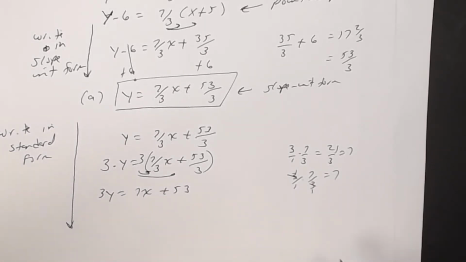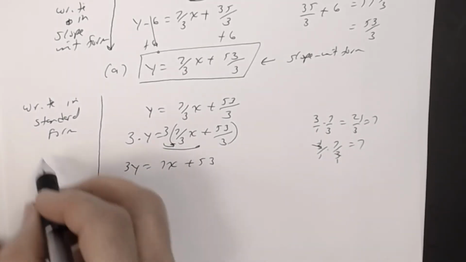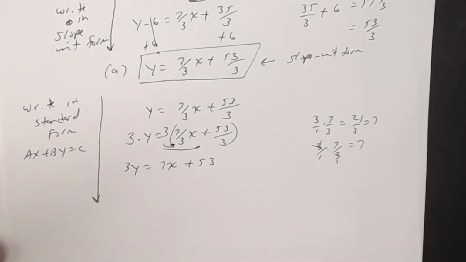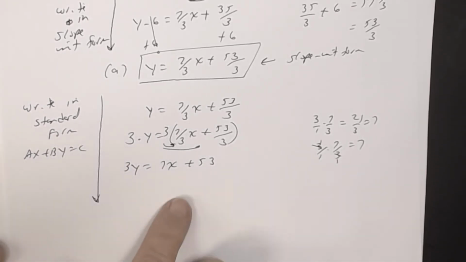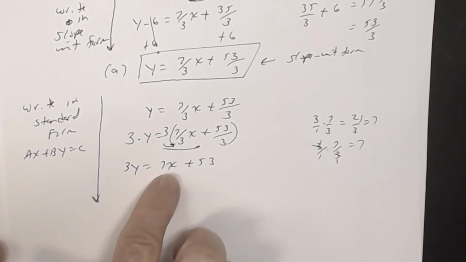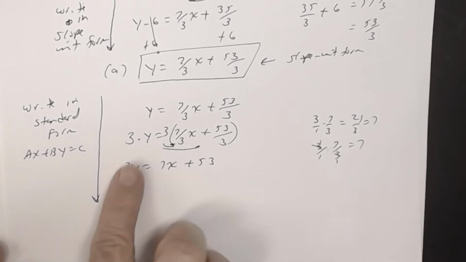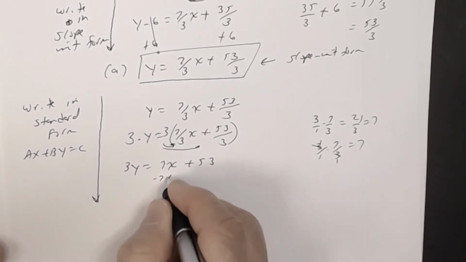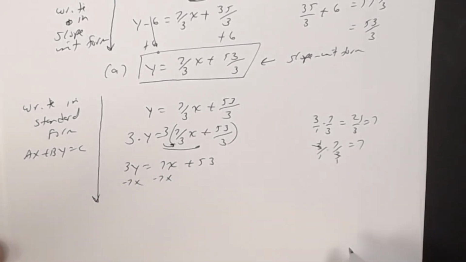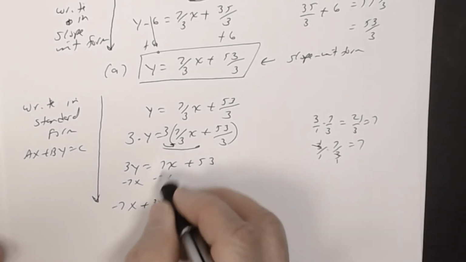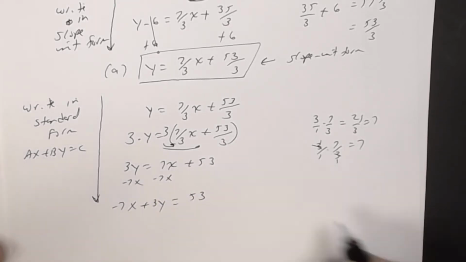Okay? Now remember, you want to write in standard form. Standard form's this: ax plus by equals c. That's standard form. So I got to bring all the variables to one side, and let's put x first. So when I do that, though, you see how I have a positive 7x on this side? When I transpose it to the other side, it becomes a negative 7x. Because basically what you're doing is you're subtracting 7x from both sides. And so I get a negative 7x plus 3y equals, this is 0, 53.